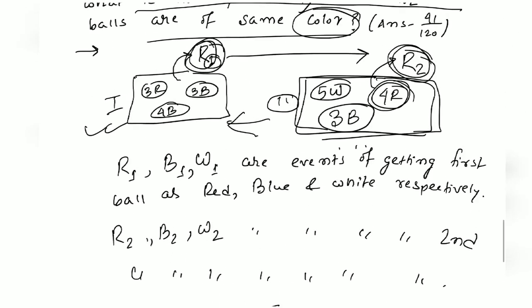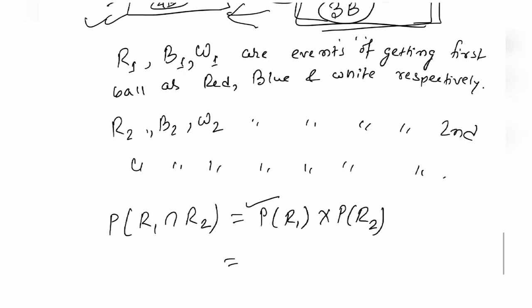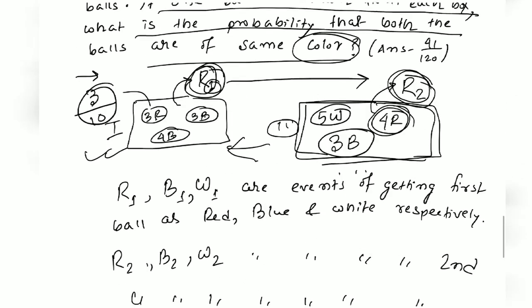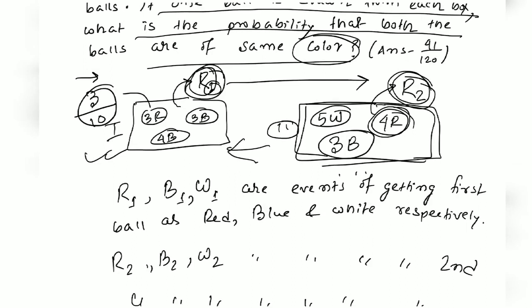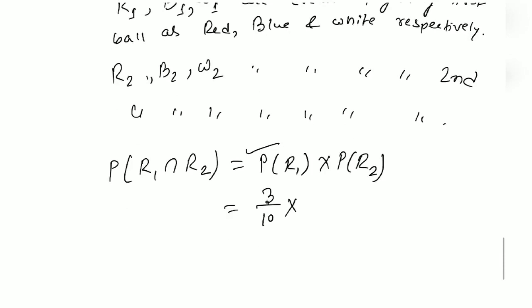Now let's calculate P of R1. So you are having 3 red balls over here. The total number of balls is 3 plus 3, 6 plus 4, that is 10. So P of R1 is nothing but 3 by 10. Similarly, what is P of R2? Here you have 4 red balls, and the total is 12, so you have 4 by 12, and the product is 12 by 120.